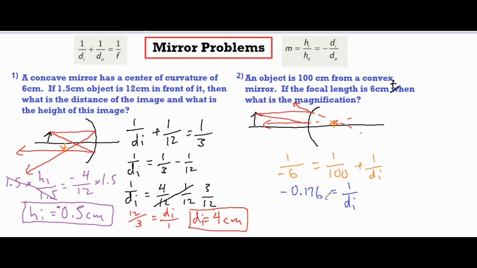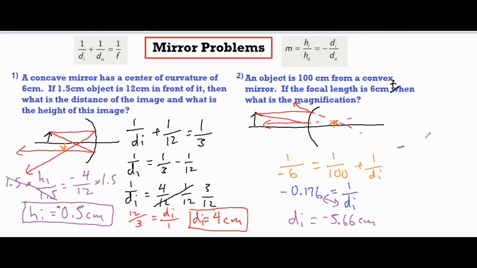So if I cross multiply these two, my distance of the image is going to be negative 5.66 centimeters, because it's on the virtual side and it does look like it's closer to the mirror. So that does match up with what my drawing looks like. Now, that wasn't my main goal because I want the magnification. I want to use that di to make that ratio over here, and then I'll have my magnification.